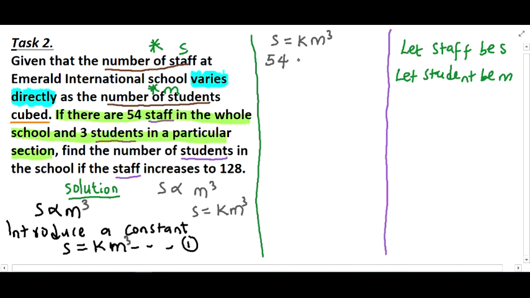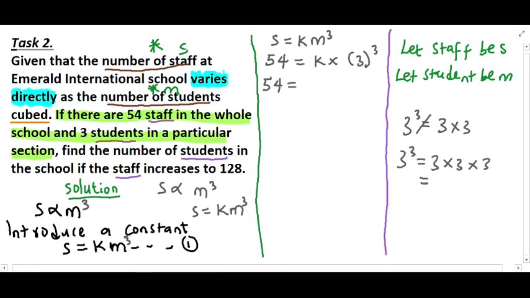Okay, let's continue. So we have that K multiplied by, remember, M is what? M is, they said 3 students, so we have to cube it. 3 students, 3. Okay, and then we have 54 is equal to K times 3 raised to power 3, which is not 3 times 3. Please, that's wrong. 3 raised to power 3 simply means 3 times 3 times 3, and that's going to give us 27, right?